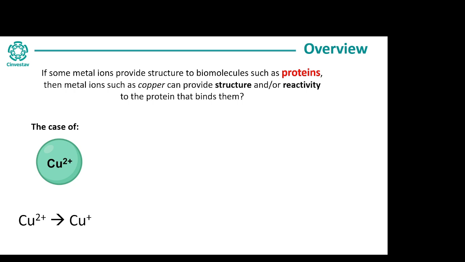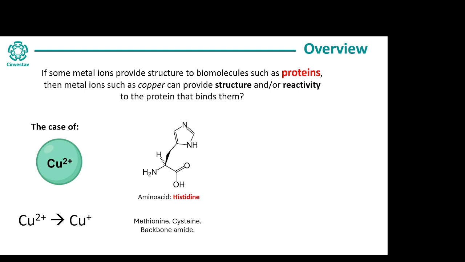Copper is oxidized from copper 2 to copper 1, and in this case, copper is so reactive. But copper binds to a specific site of the protein. For example, the amino acid histidine is the favorite place to bind copper. And we always think that another kind of amino acid is involved in this coordination sphere, like methionine, cysteine, or maybe the backbone amide.